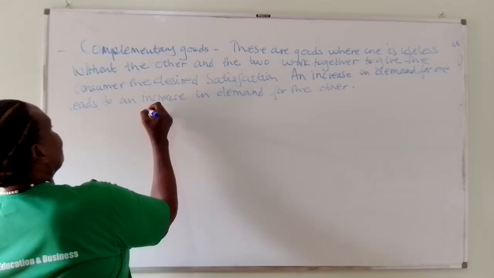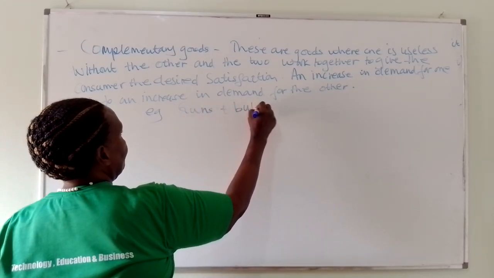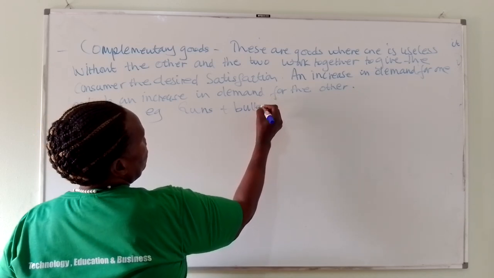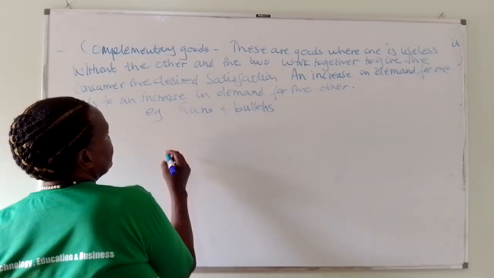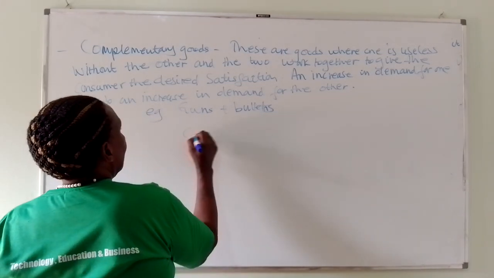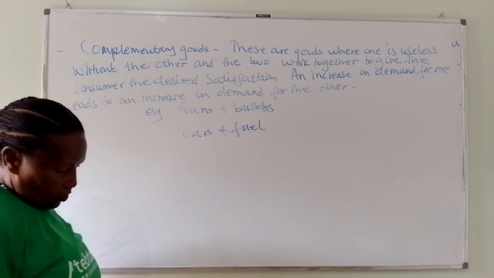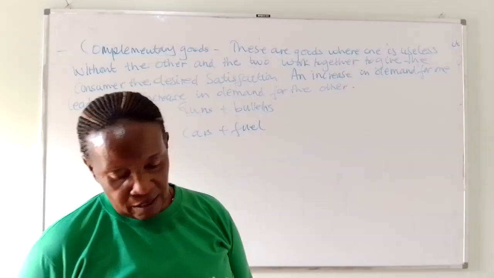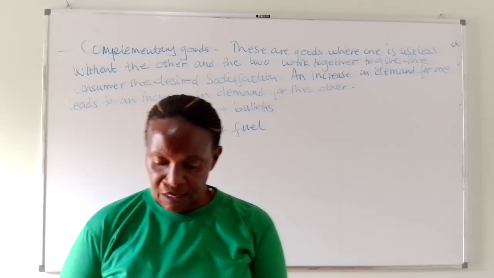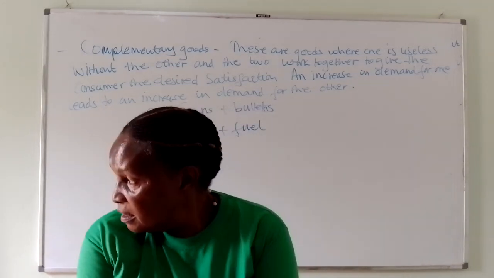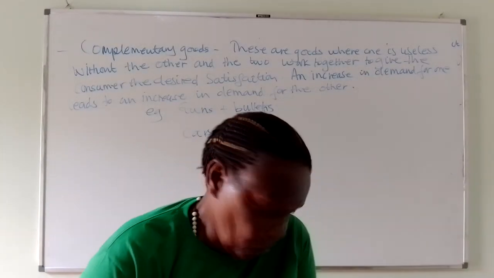What examples do we have? For example, we have guns and bullets. We have, let's say, cars and fuel. You can't say you are going to move on your fuel. Fuel is used in a car, and a car without fuel is going to be useless. So those two are demanded together. In order to complete a task, the two of them have to be there so that the consumer can get the desired level of satisfaction.